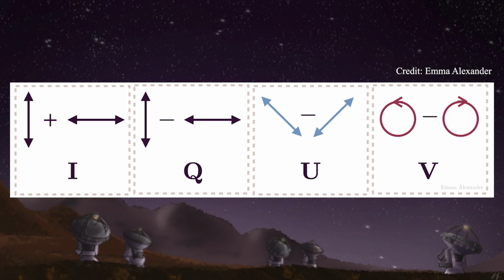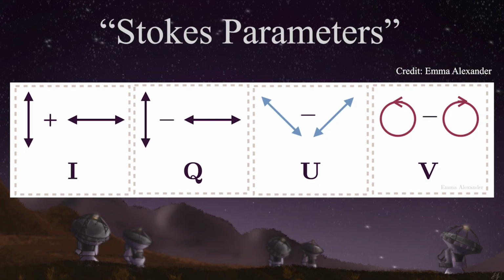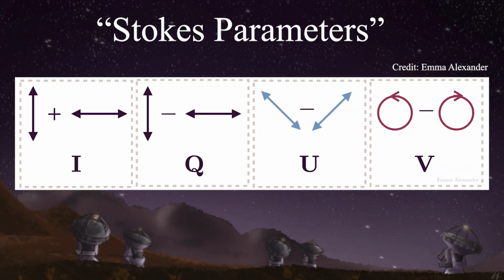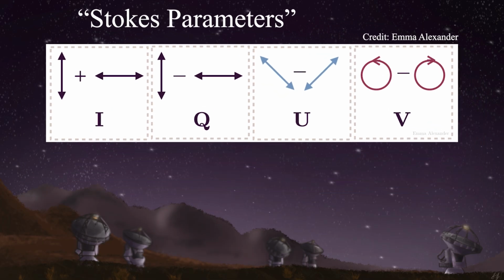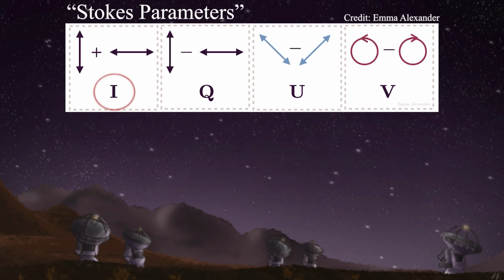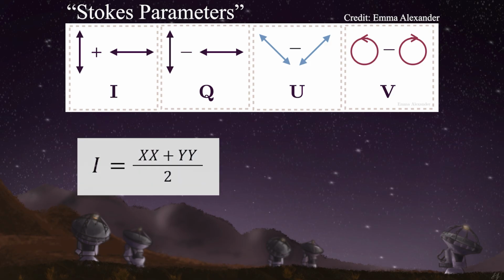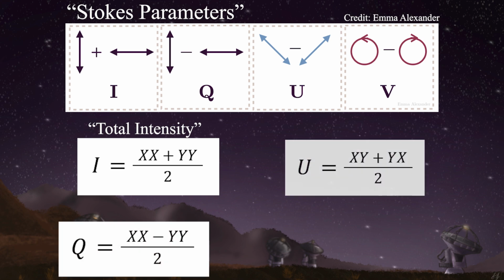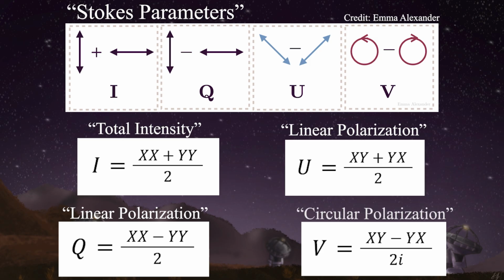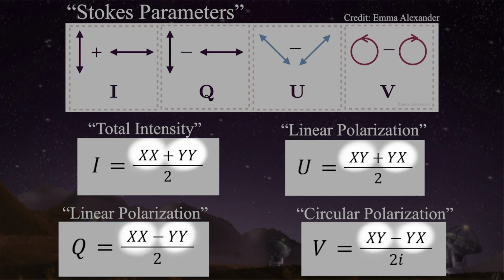Before we delve into how ALMA measures polarization, let's briefly review Stokes parameters. These four parameters, usually called I, Q, U, and V, can be used to completely describe the polarization state of an astronomical source. I describes the total intensity of the source, Q and U describe linear polarization, and V describes circular polarization. Each of these can be derived from the output from the ALMA correlators.